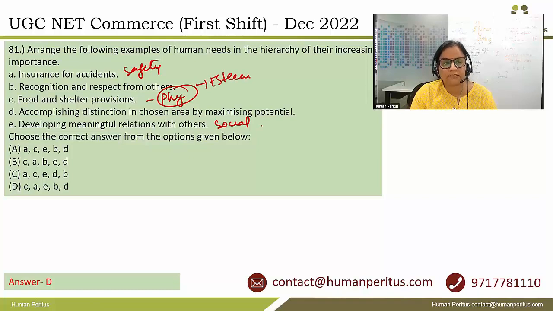And last but not the least is accomplishing distinction in the chosen area by maximizing potential. This is the self actualization need. This is the last need which has been prescribed in Maslow's hierarchy. So accordingly, the correct option is D.